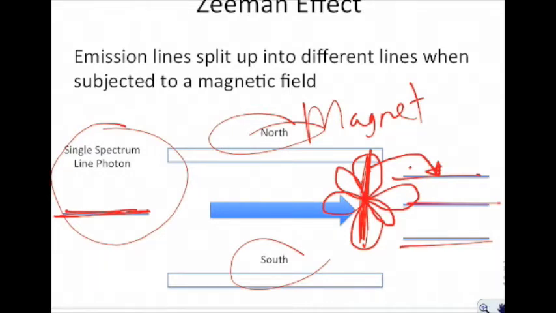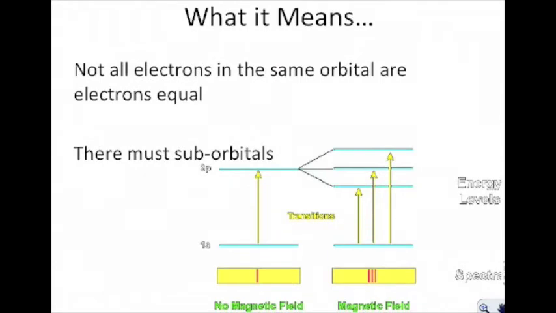The other one directly opposes the magnetic field. Okay, and I'm just picking them at random. This one opposes the magnetic field, and so it actually changes its energy to here. This one is perpendicular to the magnetic field, so it has no effect at all and just stays where it is. So the Zeeman effect was actually the experimental evidence that we had these suborbitals. And you see that here. Not all electrons of the same orbital are equal electrons.